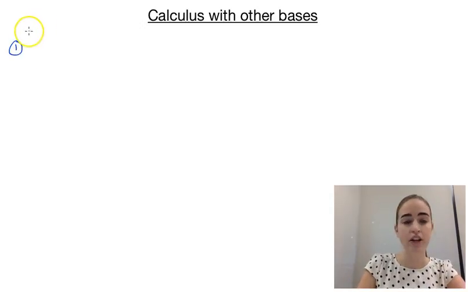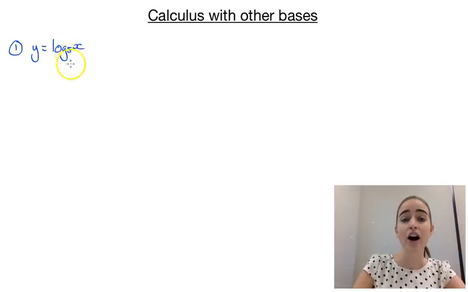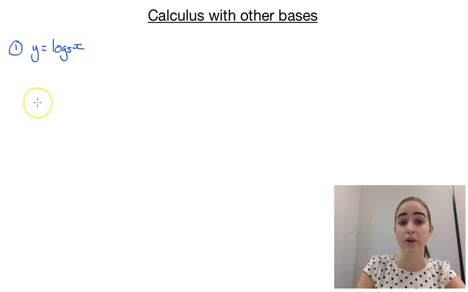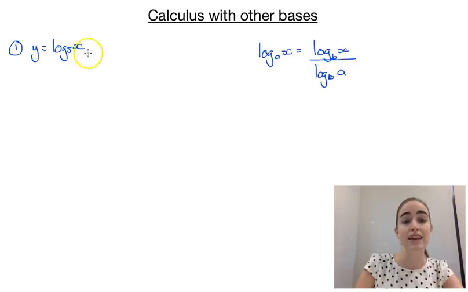So say we wanted to differentiate the function y equals log to the base 5 of x. Because this is base 5, not base e, we can't differentiate it like we have been doing. What we can do though is change its base. On your formula sheet, you have written log to the base a of x is equal to log to the base b of x over log to the base b of a. So we can choose what that b is. In our case, we're going to choose it to be e, so we change the base and then we can differentiate.